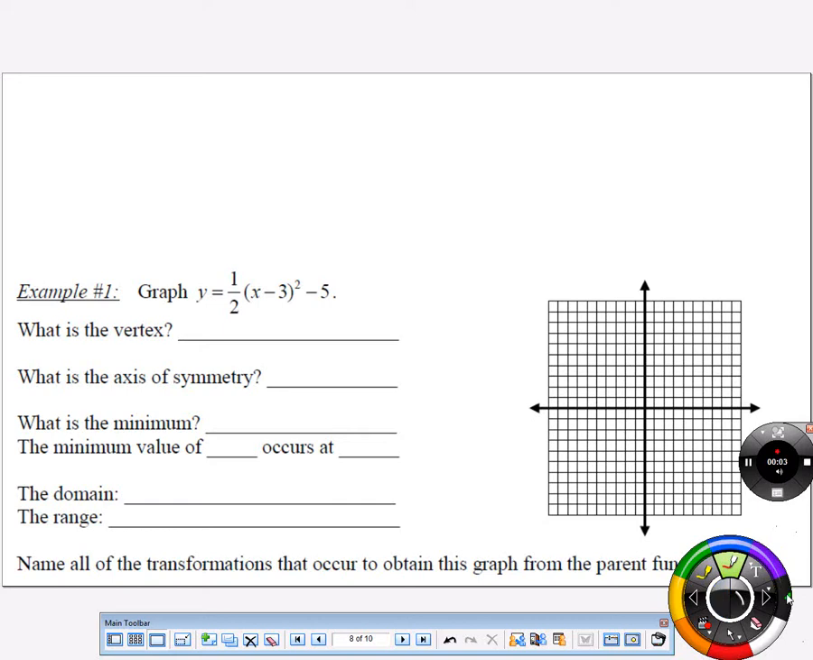Okay. I know that you might not be done, but I want to hear the transformations you came up with. Okay, Paula, give me one of our transformations.